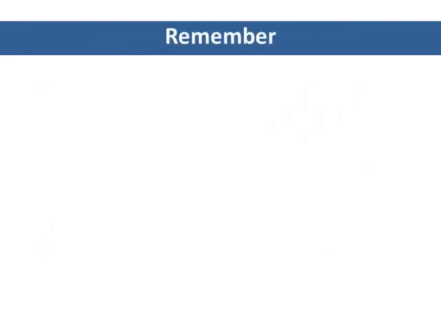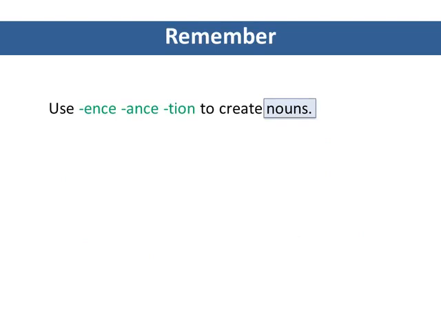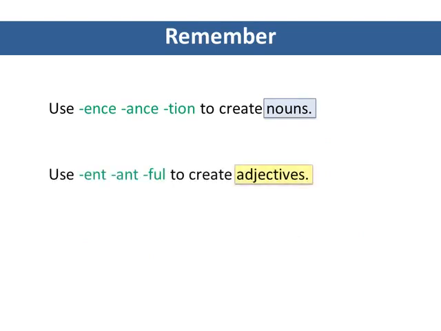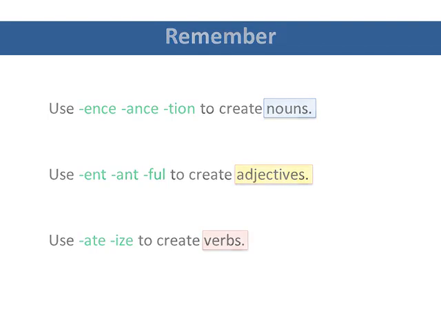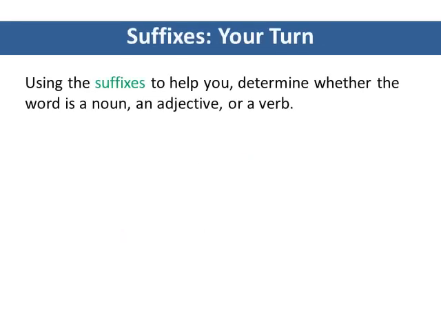Remember, use ence, ance, and tion to create nouns. Use ent, ant, and ful to create adjectives. And use ate and ize to create verbs. Now, let's practice. Look at each word on the screen. Using the suffixes to help you, determine whether the word is a noun, an adjective, or a verb. What does each word mean?